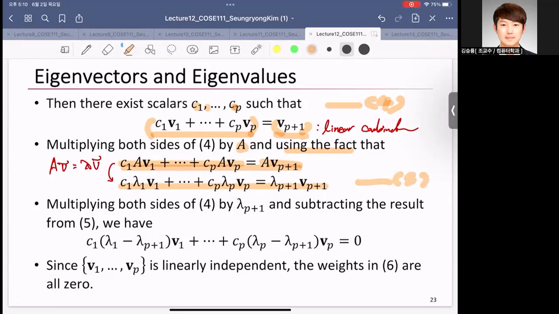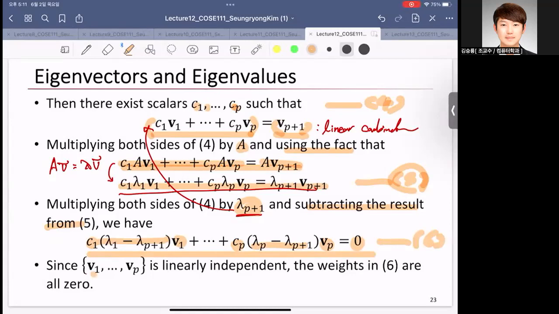Then multiplying both sides of 4 by lambda p plus 1 and subtracting the result from 5, we're going to have C1 times (lambda 1 minus lambda p plus 1) times V1, and so on, up to Cp times (lambda p minus lambda p plus 1) times Vp, which is equal to 0, by definition. Let's say this is equation 6.